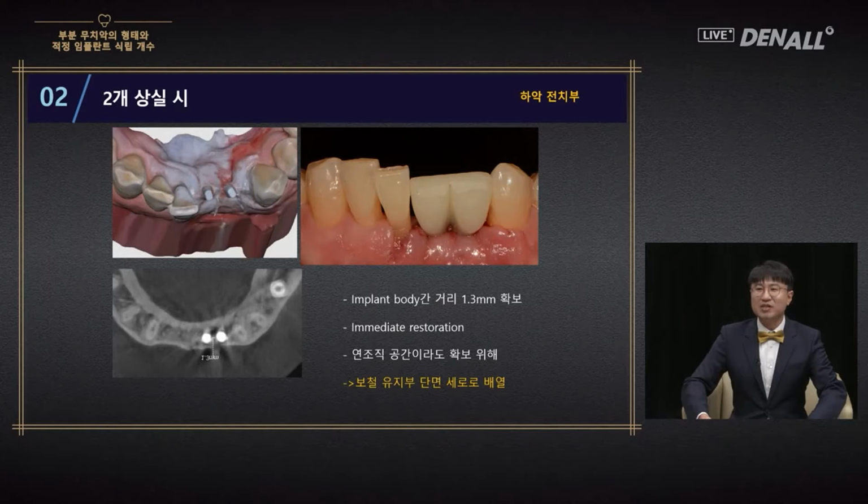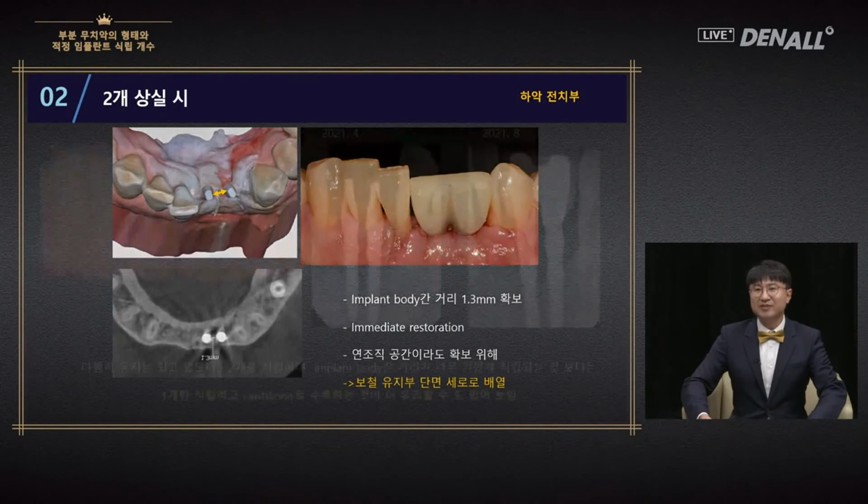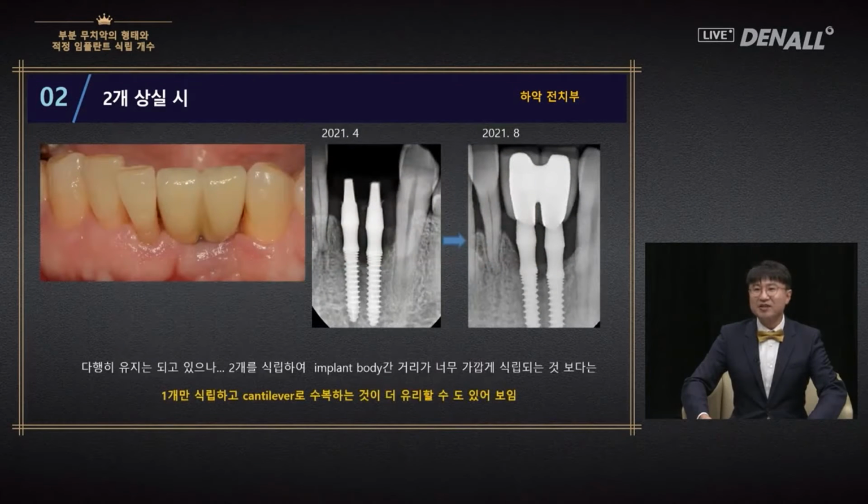It is 1.3 millimeter. In order to make up for it, you need to secure soft tissue space. Therefore, the retentive part of the prosthesis was made vertical. For soft tissue, 2.5 millimeter space was secured. Immediate restoration was done. I thought long and hard to secure soft tissue space, and therefore it is maintained. However, the distance between the implants is too close, so I would have rather placed one implant and made a cantilever.